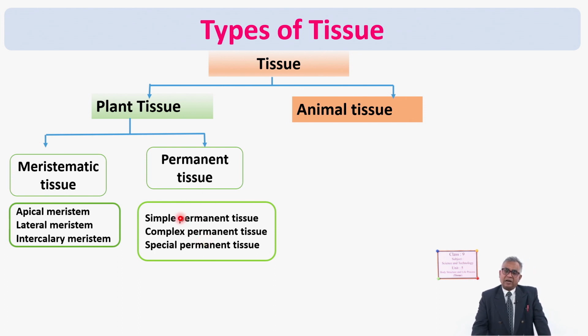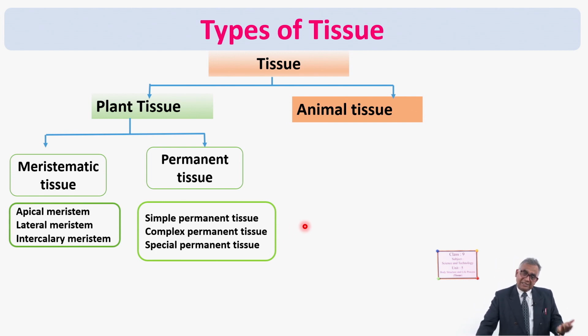Permanent tissues are of major three types. They are simple permanent tissue, complex permanent tissue, and special permanent tissue. Their subtypes are also there. About them also we will read, but here they are not mentioned. Simple permanent tissues are of three types: parenchyma, collenchyma, sclerenchyma. Fast? You felt yes, it is very fast. Parenchyma, collenchyma, and sclerenchyma. And then complex permanent tissue is of two types. You are familiar with them: phloem and xylem.